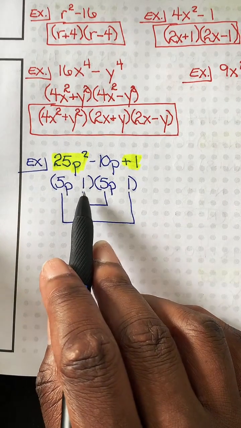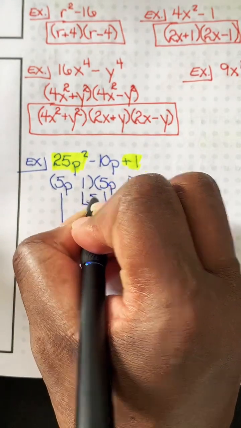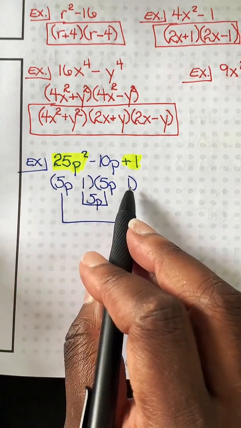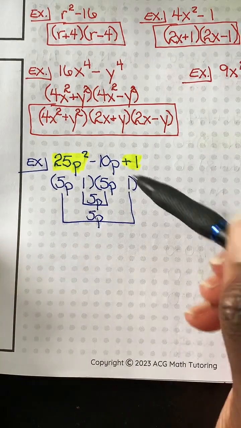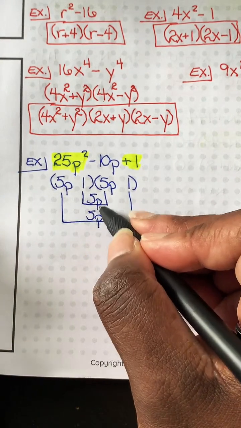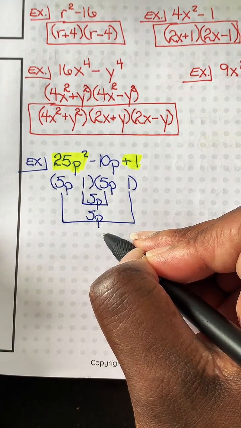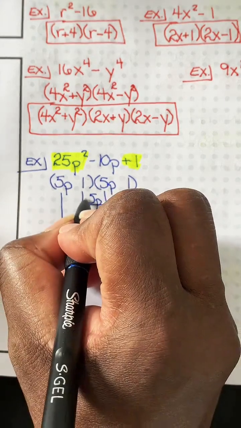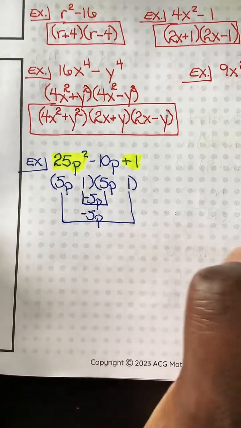So when I multiply the middle, I got 1 and 5p, that gives me 5p. Multiply the ends. I got 5p and 1, that also gives me 5p. But I know I need a negative 10p, because if I add it just as is, that 5p plus 5p will give me 10p. And I need negatives, right? So that means I need this to be a negative and this to be a negative.